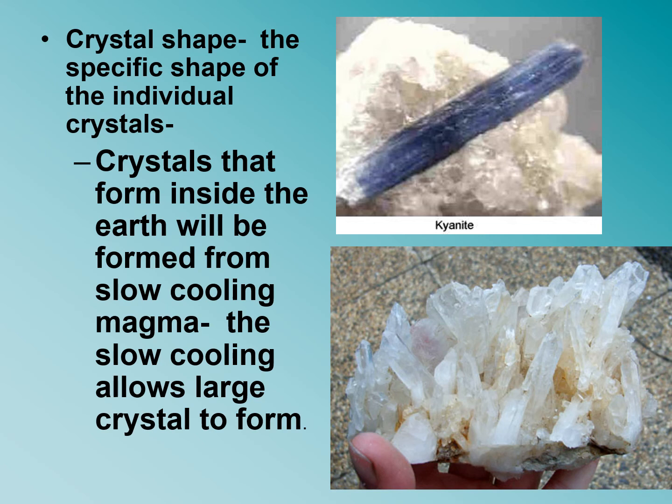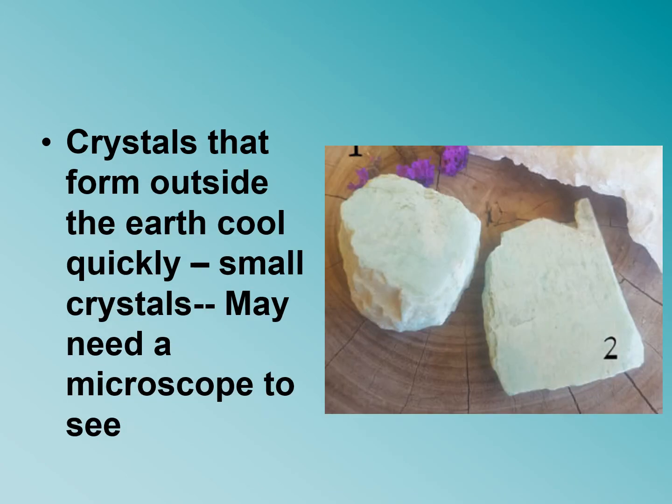So if I find a mineral and I can very easily see the crystals, I know I've got something that's formed under the ground, with slow cooling. So on my line, on my notes, I have slow cooling, large crystals for crystals that form inside the earth. Crystals that form outside the earth, they cool very fast.